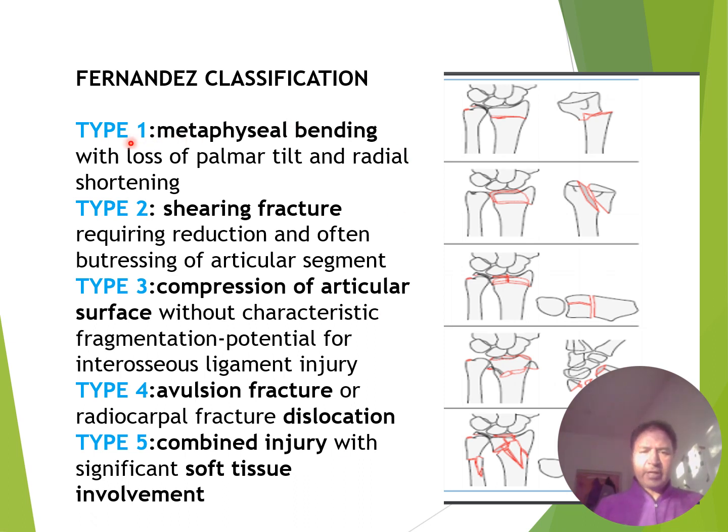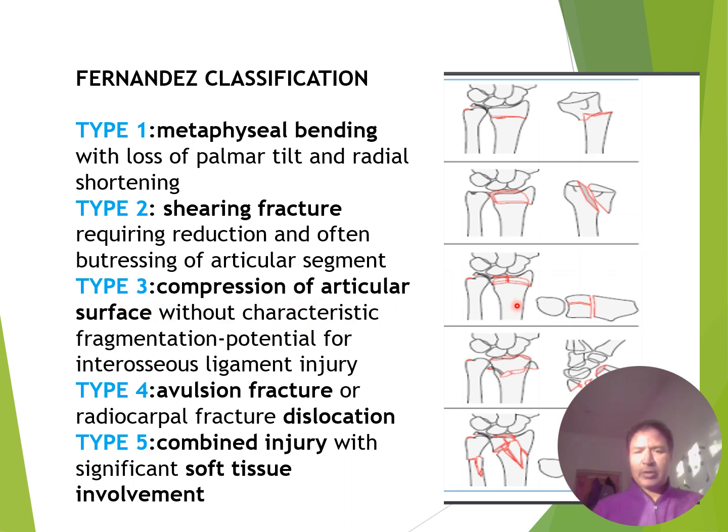Fernandez classification, types 1, 2, 3, 4 and 5. Metaphyseal bending, so this is metaphyseal bending. It is type 1, with loss of palmar tilt and radial shortening. There is radial shortening, there is loss of palmar tilt. So this is metaphyseal bending. Type 2 is shearing fracture. This is shearing fracture, this is type 2, requiring reduction and often buttressing of the articular segment.